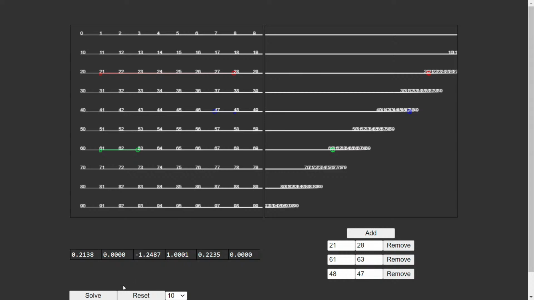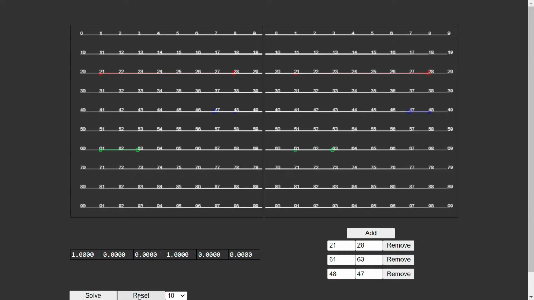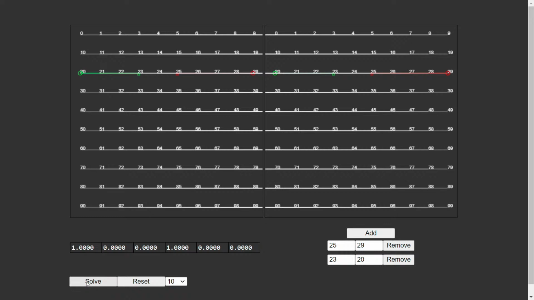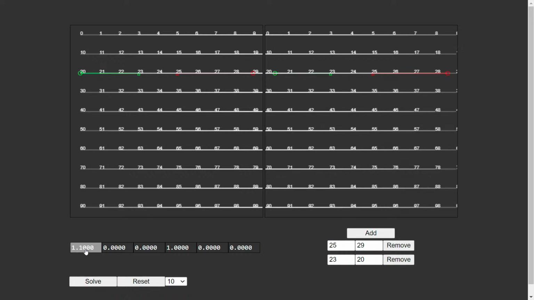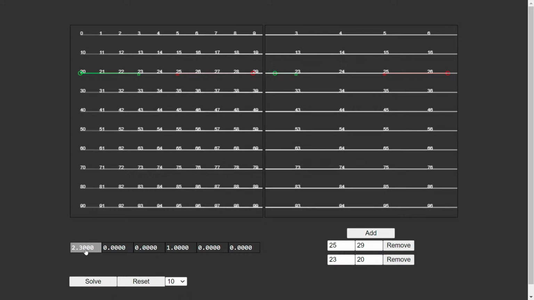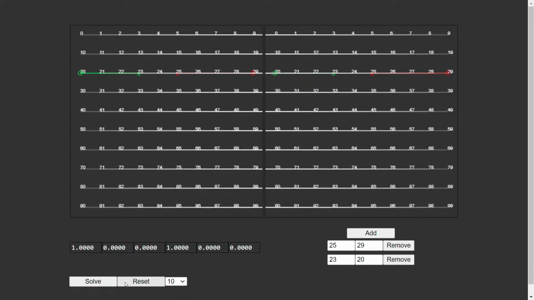Oh, okay, here's one. I just came up with one it probably can't solve. So say 25 to 29, right? This is going to require expansion. So say 23 to 20, right? That requires you to expand to fit it. There's no other way to fit it.